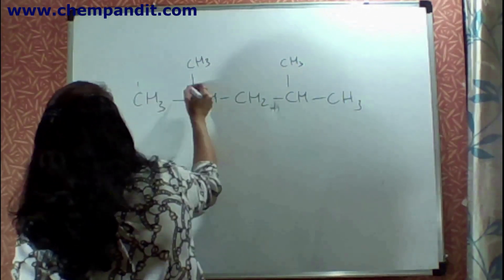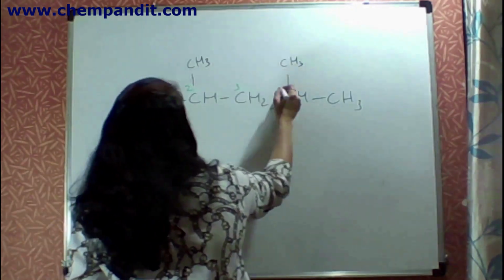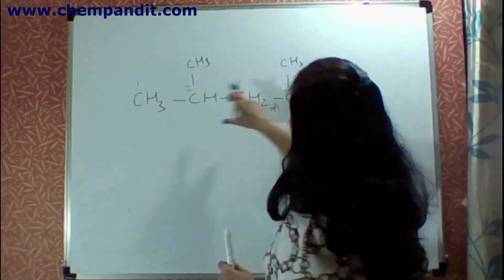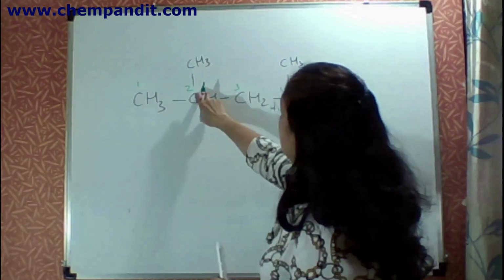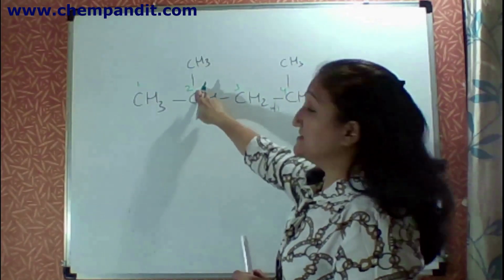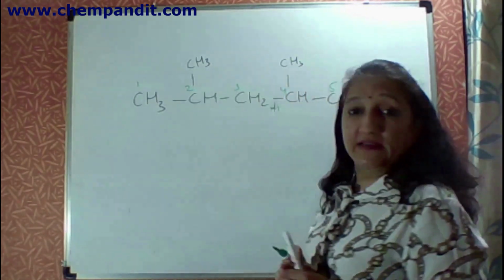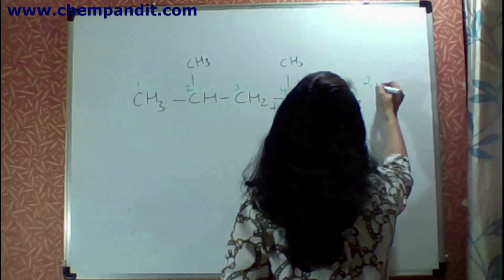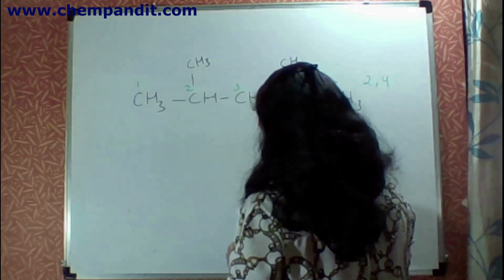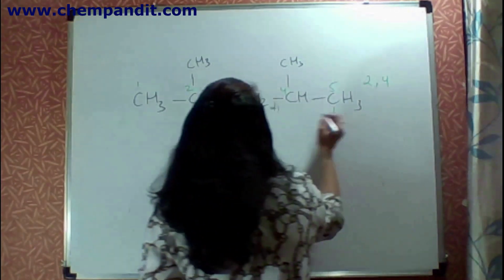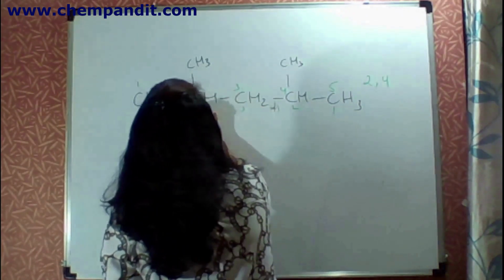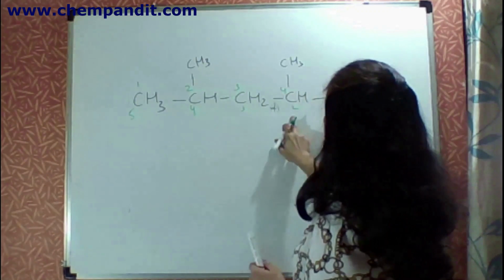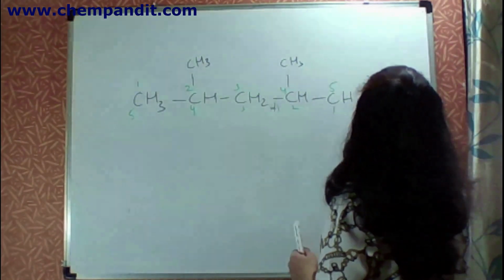Let's take the straight carbon chain 1, 2, 3, 4 and 5. If we are following this sequence, then the methyl group is present on the second and the fourth carbon atom. And let's write it down, 2, 4. Now let's count it from right to left, 1, 2, 3, 4, 5. Again the methyl group is falling on 2 and 4 carbon atom.